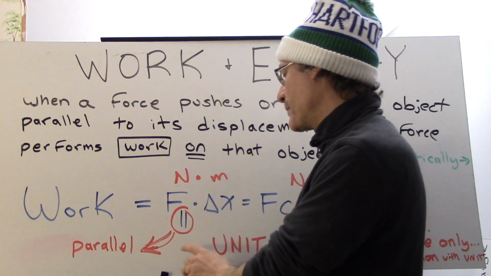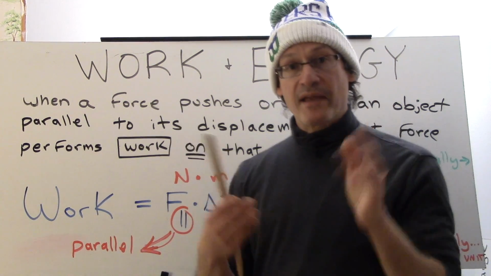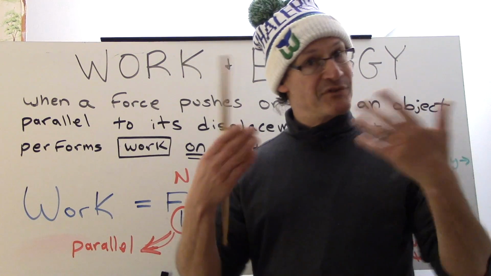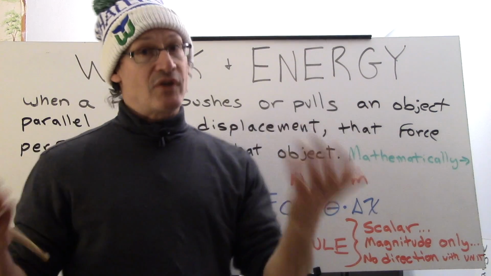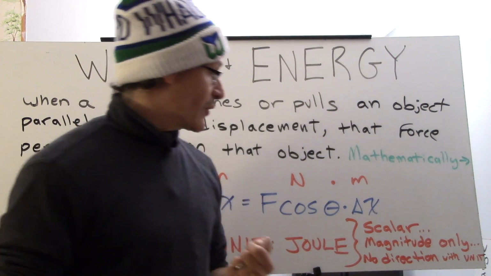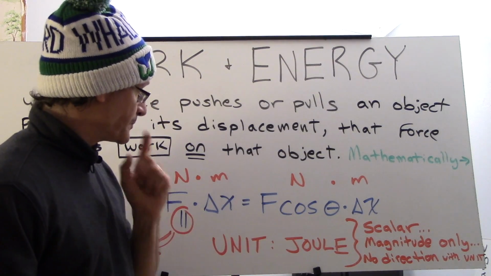Here we've got force parallel times the displacement, so we don't want to confuse the two. And so what we do is actually change the name of the unit. They actually name this the joule, named after, well, James Joule, who's a famous scientist who worked a lot with the discovery of energy and heat in particular.